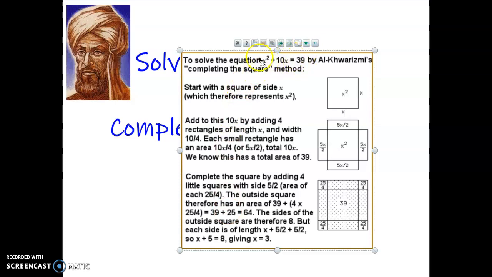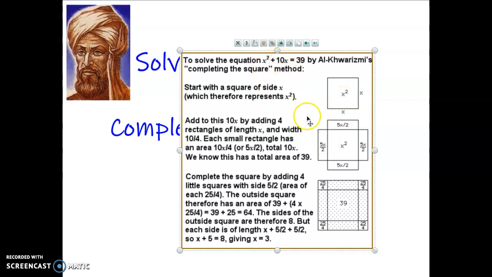Here's the quadratic that he's trying to solve. You can see that in his case, he does not have it equal to 0. So he took that x squared and he put it here. And he figured out the side lengths by using the geometry idea of area. In Al-Khwarizmi's day, most math was translated into a geometric idea, even if it was algebra.